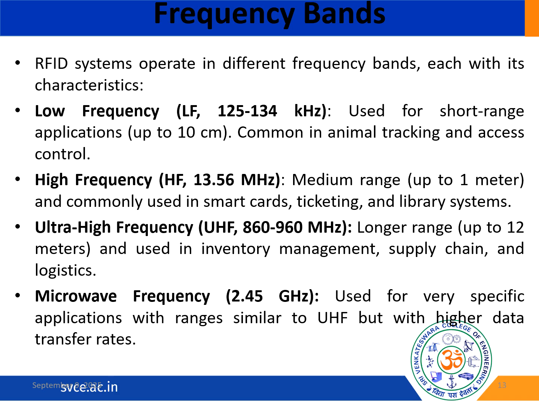And we have ultra high frequency, denoted as UHF, which ranges from 860 to 960 megahertz with a longer range of up to 12 meters. We use ultra high frequency in inventory management, supply chain and logistics. And we have microwave frequency, which is 2.45 gigahertz. It is used for very specific applications with a range similar to UHF but with higher data transfer rates.